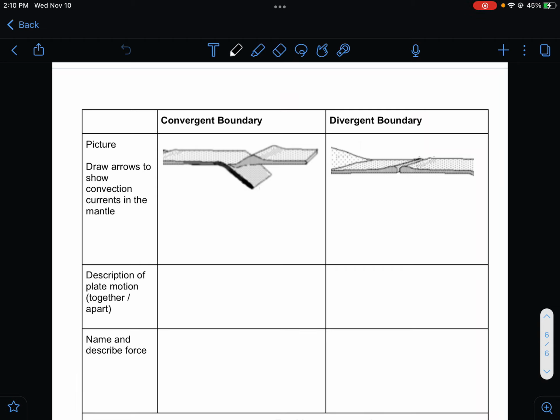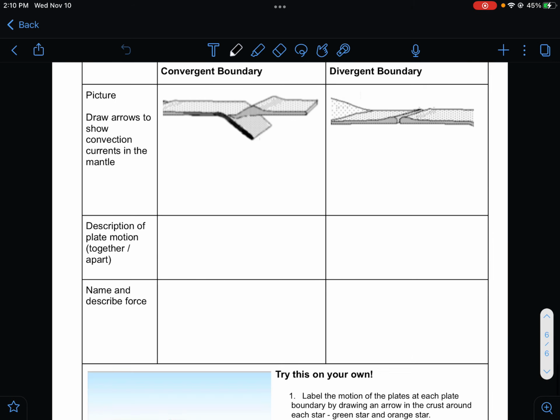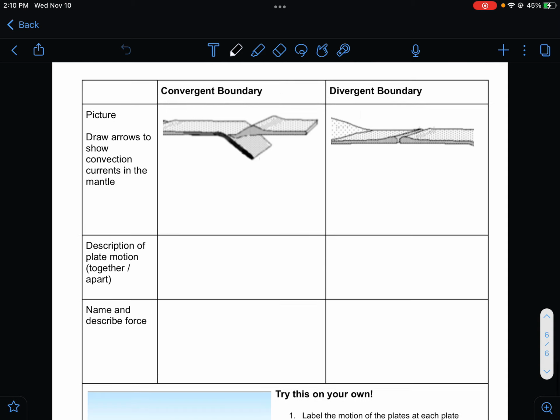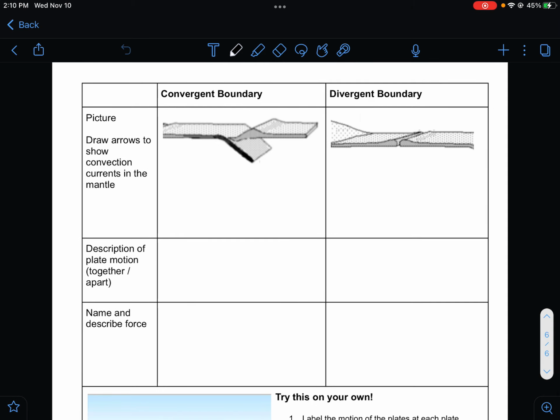I'm going to make this video to help you out with the second part of part 2 if you were gone, or if you just want to look back at what we did in class today. So we're going to break down the two different boundaries and look at them in terms of convection, draw some arrows, and make sure that we're all on the same page about what convergent and divergent look like on the surface and beneath the surface. So let's start with the convergent boundary.